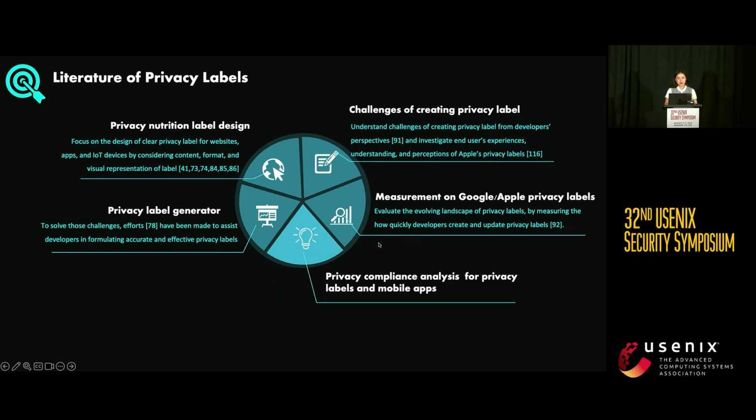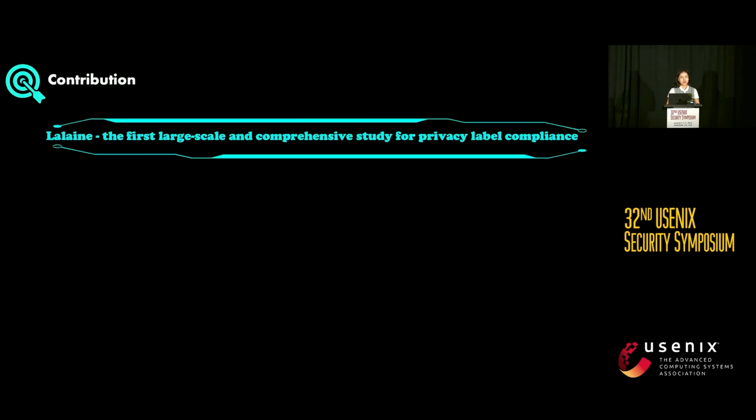Our work falls in this research direction, which is privacy compliance analysis for privacy labels and mobile apps, which aims to analyze any inconsistency between the privacy disclosure in the privacy label and the data collection practice from the code level. Different from previous work, our work is the first to perform a large-scale and comprehensive study of privacy label compliance.